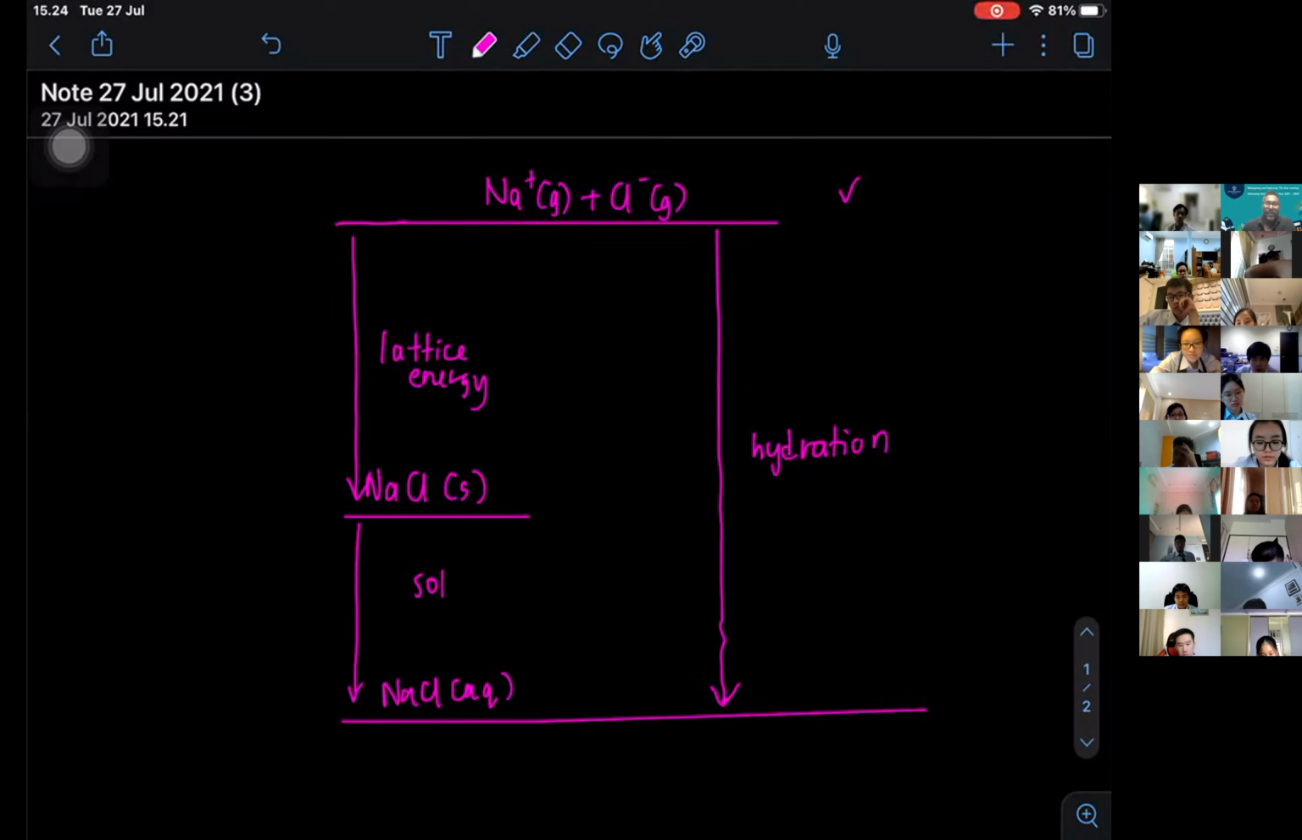Now, I'll give you one more example. What happens if your enthalpy of solution is positive? I think this one is not shown in the previous two examples that I shared with you just now. Okay, let's actually see what will happen.